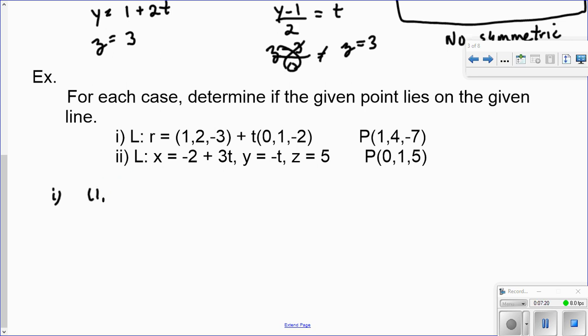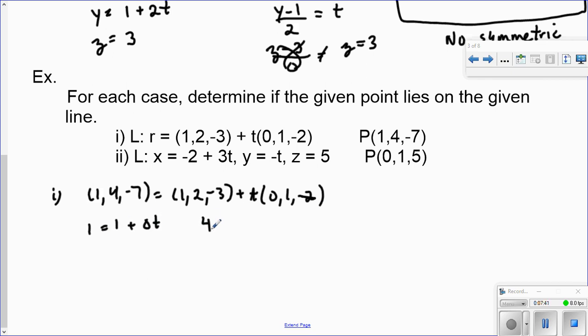So I'm going to put the point 1, 4, and negative 7 into my equation. 1, 2, negative 3 plus t times the direction vector, and then I just expand, right? 1 equals 1 plus 0t, 4 equals 2 plus t, and negative 7 equals negative 3 minus 2t. And I solve each for t, right? In this case I've got 0 equals 0t, and t can be anything. So that really doesn't give me a solution. It actually gives me a full solution. Any value of t satisfies this equation.